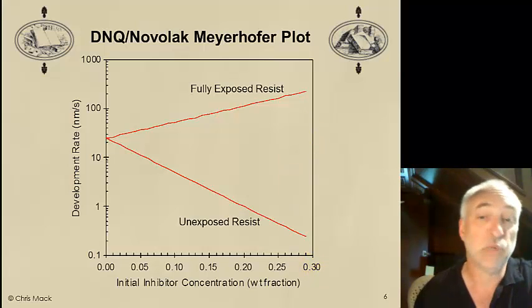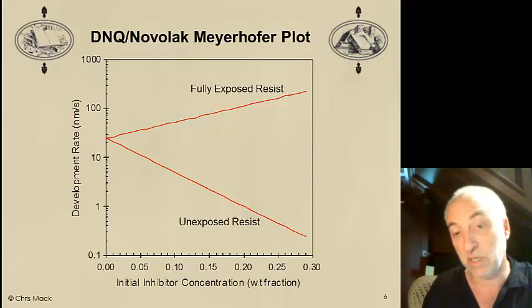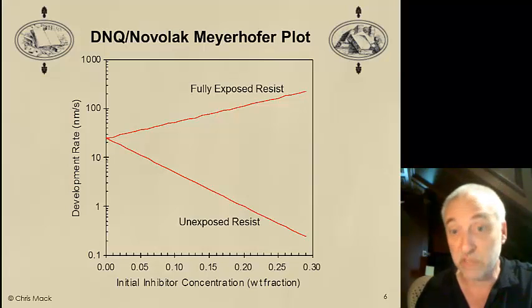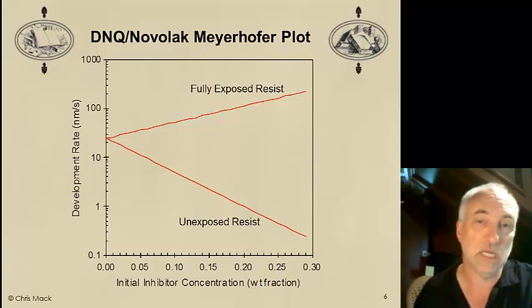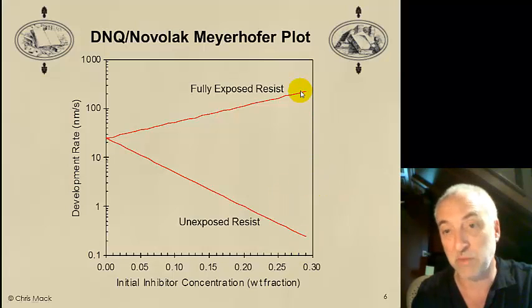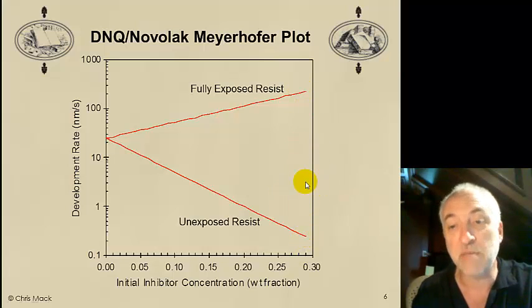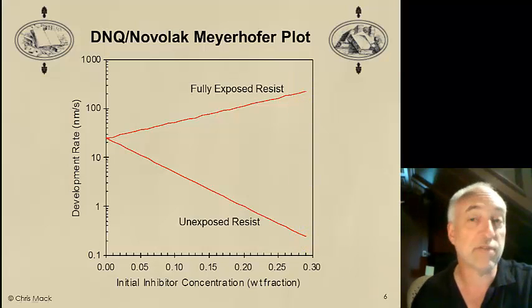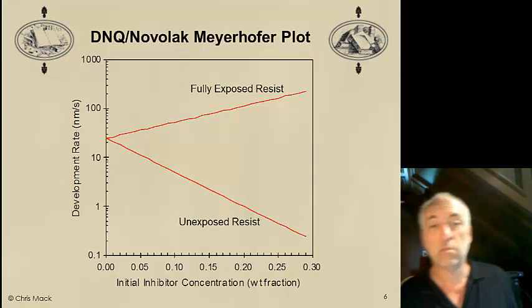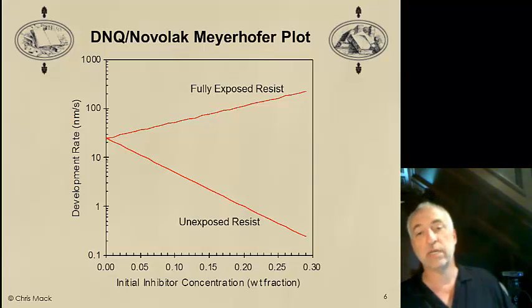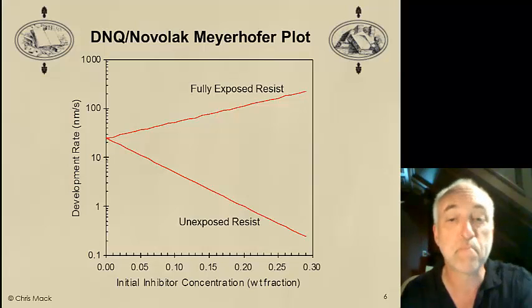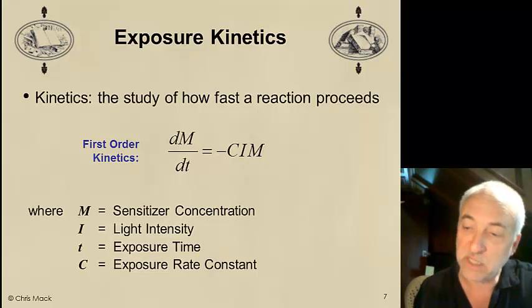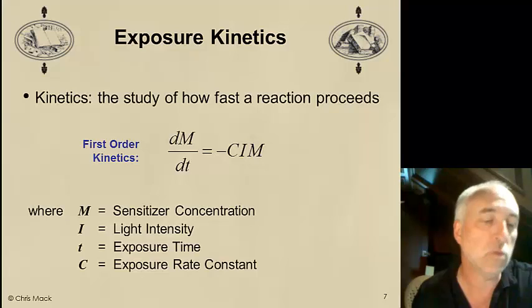If I try to put in more than about 30 weight percent DNQ into a Novolak resin mixture, it tends to be unstable in the solvent and precipitates out. So this represents about the maximum concentration. And look at the solubility differential here between fully exposed and unexposed resists. It can be up to a factor of 1,000, the ratio of fully exposed development rate to fully unexposed development rate. So that explains how the DNQ works.